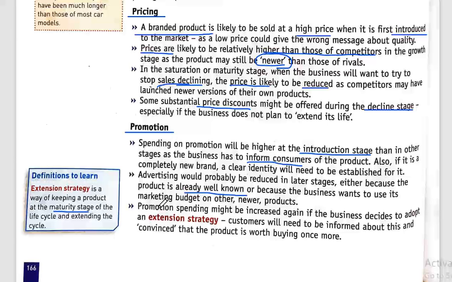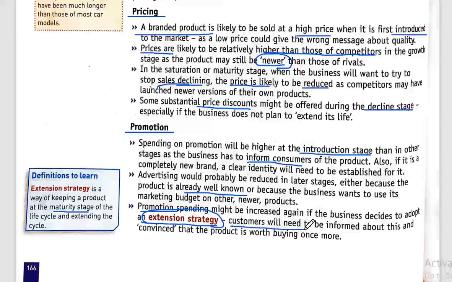All right, number 3: promotion spending might be increased again if the business decides to adopt an extension strategy. So what is an extension strategy? It is a way of keeping the product at the maturity stage of the life cycle and extending the cycle. If I decide to keep the product in the maturity stage, I must make sure that I'm doing promotion, because in maturity the profit is high and the sales are high as well.